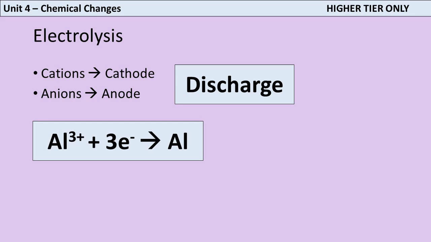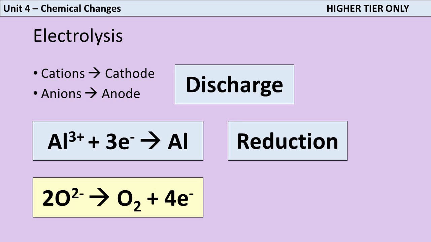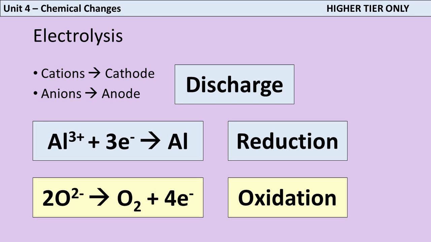If you're sitting higher tier, you need to be able to write half equations for these discharge processes. So for instance, the cation aluminium has a 3+ charge. Therefore, it needs to gain 3 electrons in order to turn back into an aluminium atom. This is called reduction. Oxide ions are an example of an anion. When they reach the anode, they need to lose their electrons. They're oxidised.